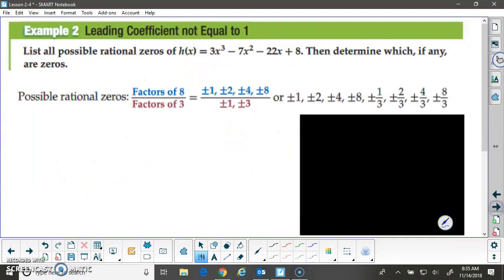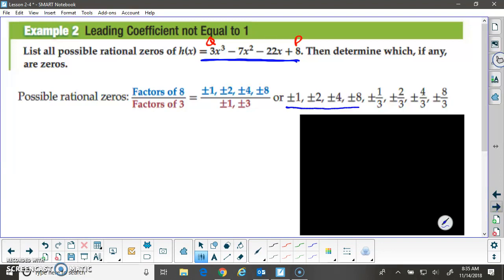So to kind of bring this all together, same kind of problem here. I've got a third degree polynomial. If you look at factors of 8, those are the numbers written in blue, 1, 2, 4, and 8. If you look at factors of 3, those are the numbers written in red, 1 and 3. So our list of possible rational zeros are any of the blue numbers divided by any of the red numbers.